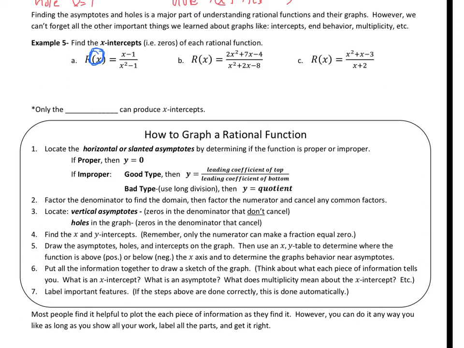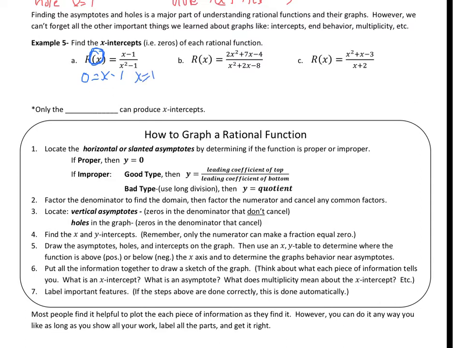What's the first step? Multiply both sides by x squared minus 1. Well, guess what that does? It goes away. We love zeros in math, right? They wipe stuff out. So then we get 0 equals x minus 1. So what does x equal? x equals 1. There's your x-intercept right there.